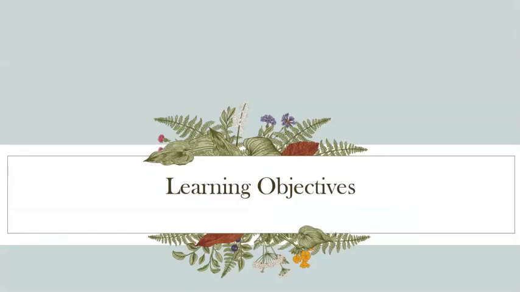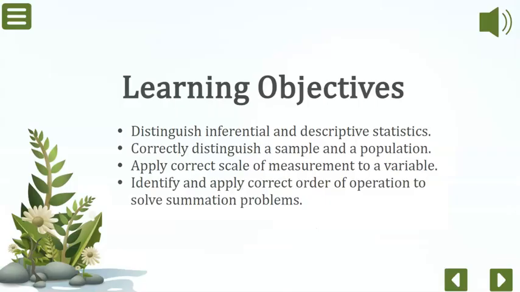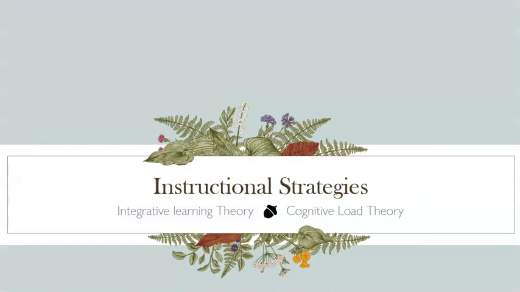A needs analysis of our target audience informed the learning objectives for this product. 4 learning objectives were identified. With these objectives in mind, the design focused on building introductory statistics knowledge for our target audience, including lessons on each of the topics identified in our learning objectives. This lesson covers the topics and has been designed using 2 primary instructional strategies. Integrative learning theory and cognitive load theory are the primary instructional strategies used in this design.